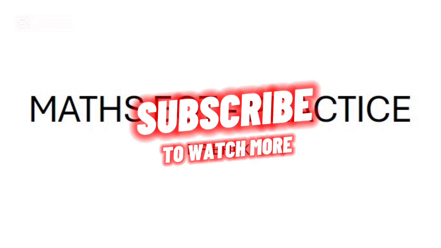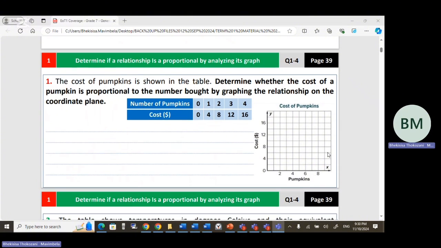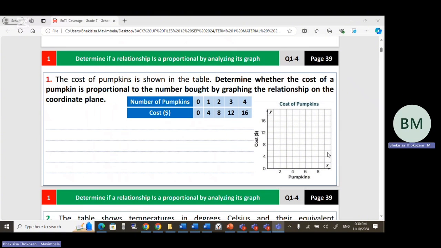We are now looking at the EOT, which is the end of term exam coverage. So we're going to try to do the revision before you start your exams. The first question talks about determining if the relationship is proportional by analyzing its graph.